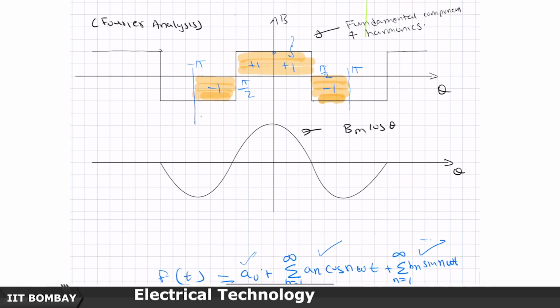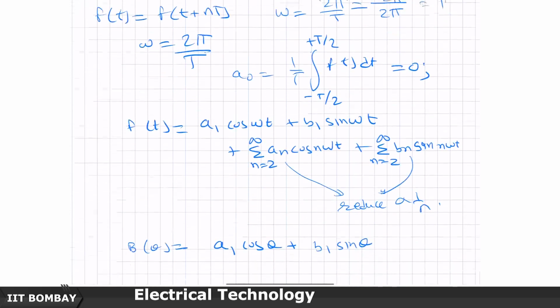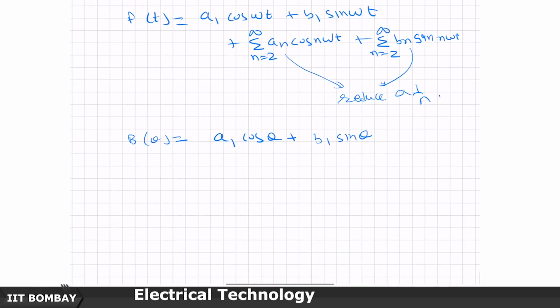Now, this waveform you can geometrically see is more closely approximated by a cosine wave. So, we can actually show that this B 1 in this term will come out to be 0, and therefore, this is basically some sort of B m cos of theta. This is the fundamental component.